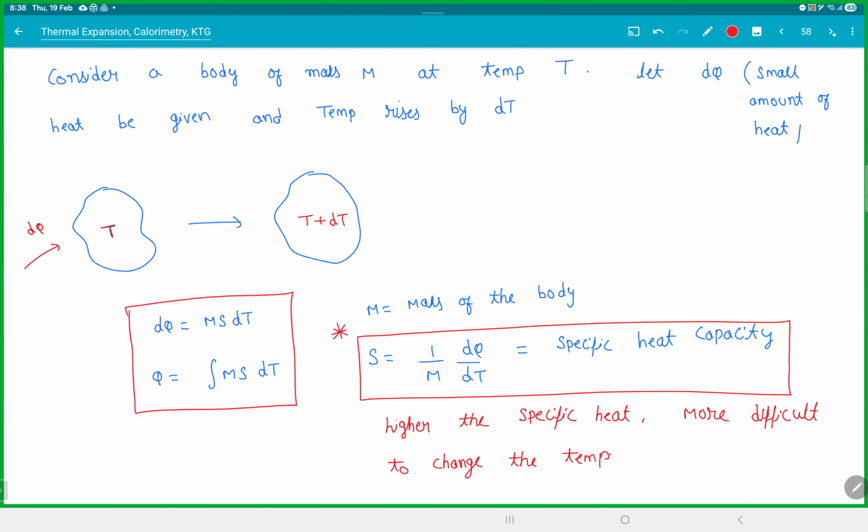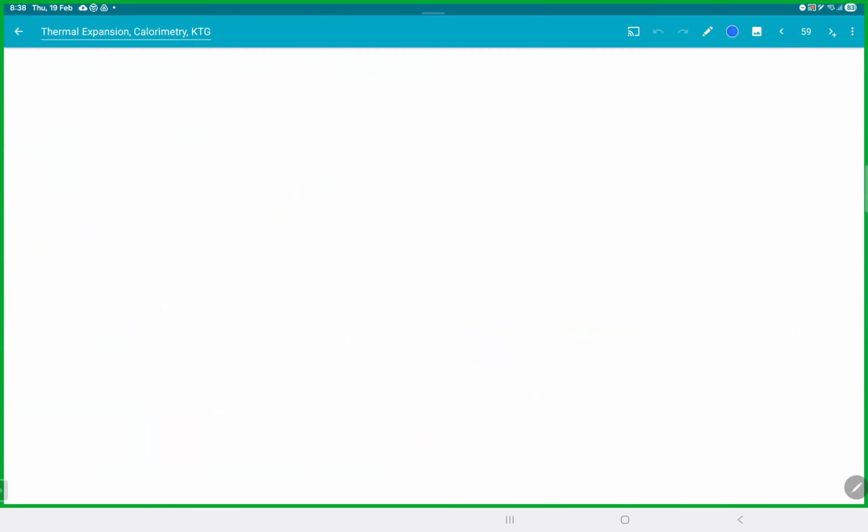Now see. We use dq is equal to ms dt, s is equal to 1 by m dq by dt. This we use for solids and liquids.